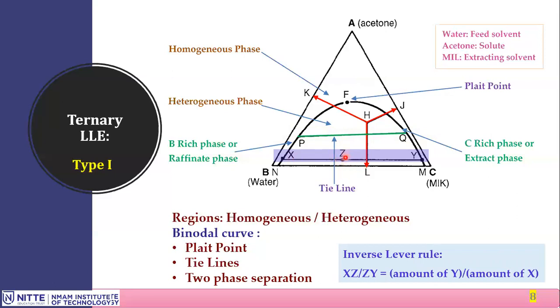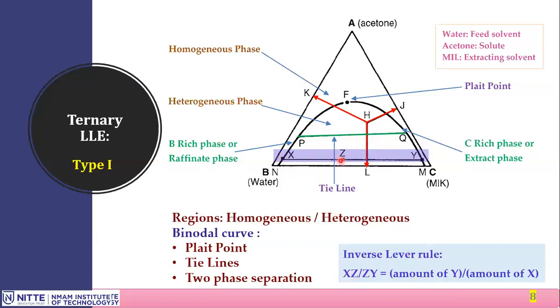Then there exists something called two-phase separation. When these two phases are formed, we have something called the inverse lever rule that can be applied. What it means is, starting with Z, you end up with X, that is raffinate, and you end up with Y, that is extract. Can we find out the quantity or the ratio of the two quantities between extract and raffinate? So that can be found here. You can see this inverse lever rule.